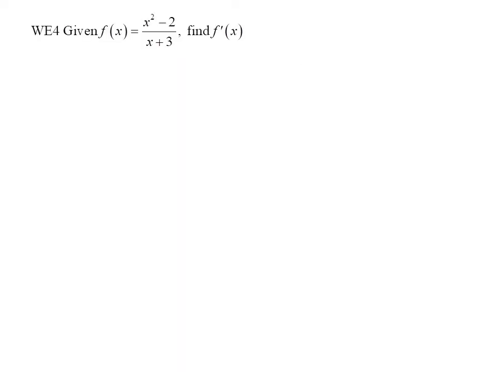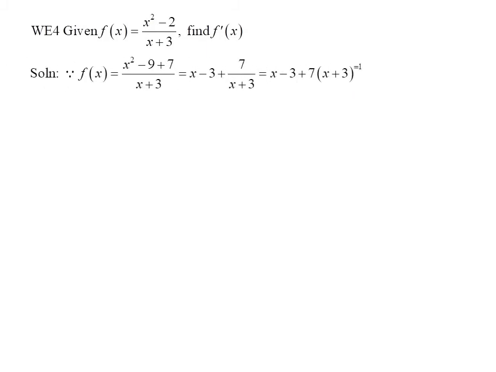Example 4 is to find the derivative of f(x) = (x² − 2) over (x + 3). Here we may apply the quotient rule to find its derivative directly. However, as an alternative, we may transform this function and then apply the power rule to find its derivative.